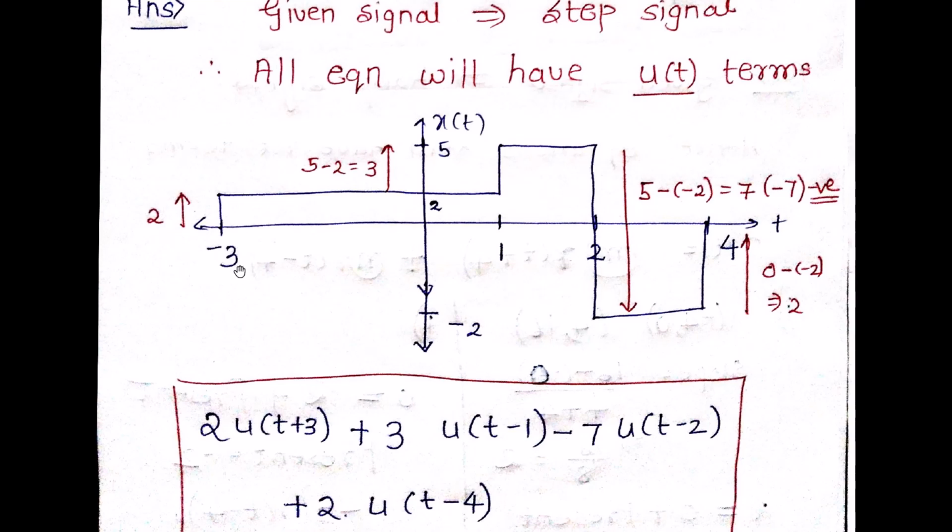Now at minus 3 there is a plus 2 change. At u of t minus 1 it goes from 2 to 5, that is, there is a plus 3 change.